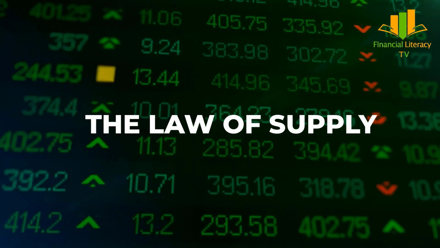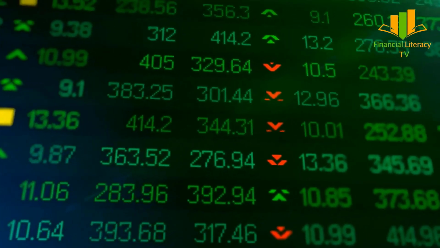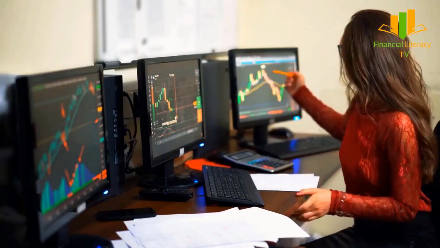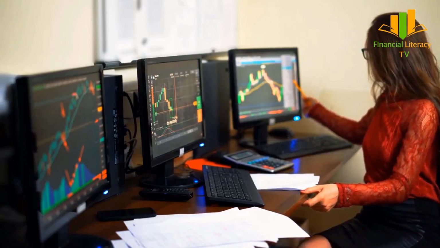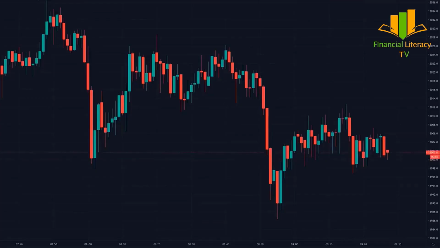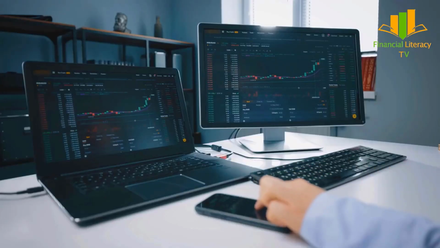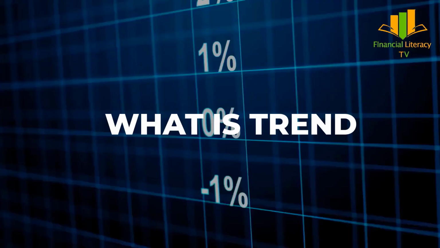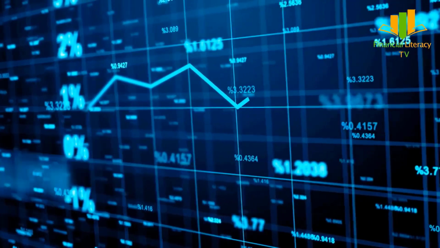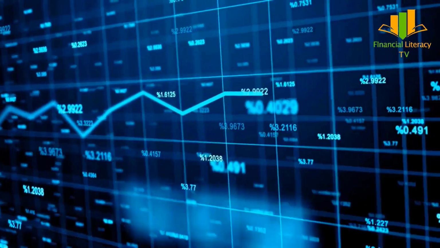The law of supply. The law of supply determines that when the price of the stock is above equilibrium points, it increases the supply, and the number of sellers will increase. As the supply increases, it determines that price will decrease in the future. So, more people sell the stock. When this happens, it creates a trend. What is trend? The trend is the direction of the price of a market, stock, or assets.